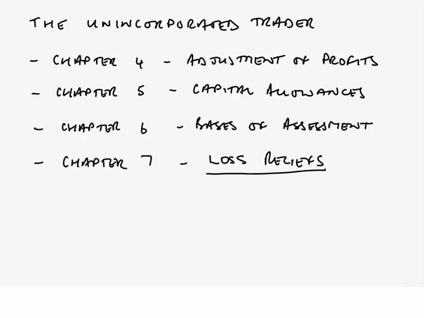In the previous 3 chapters on the unincorporated trader, we have focused on, in Chapter 4, the adjustment of profits. Now, I hope you recall that is how we took the accounting profit, our bottom line accounting net profit as per the statement of profit or loss, and made it acceptable for taxation purposes. That was a process of adding back any expenses or items not allowable for taxation and deducting anything that was not taxable as a trading profit. That gave us the adjusted trading profit.